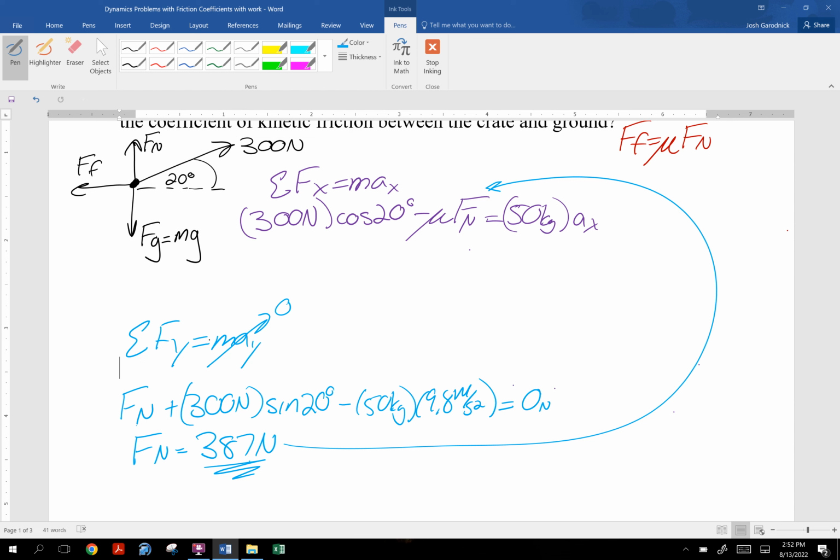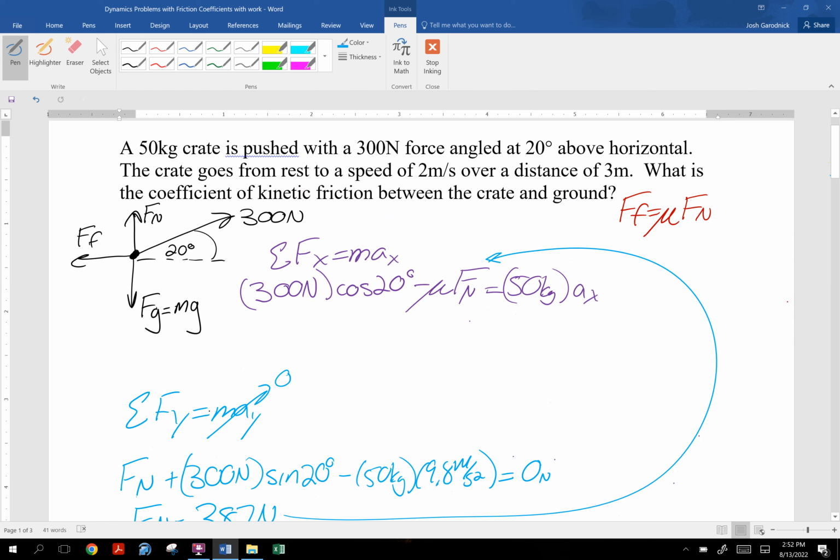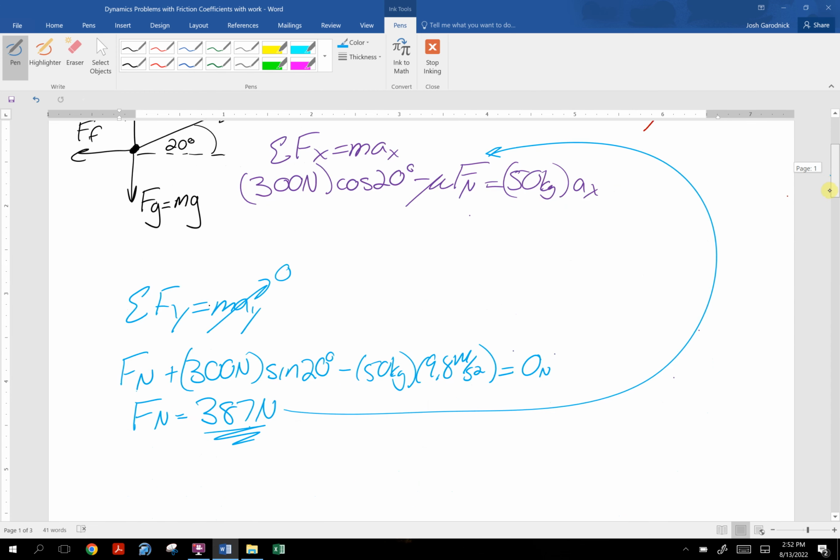I'm going to explain this a little bit more in detail later. But at the moment, we can't solve for the coefficient of friction. You know why? Because we don't know acceleration. But I know you're not worried because by now, you're experts. And you know that we still have to do a little kinematics. So let's get after it.